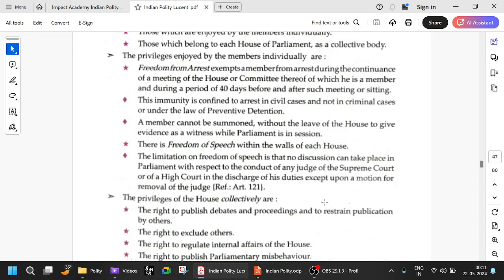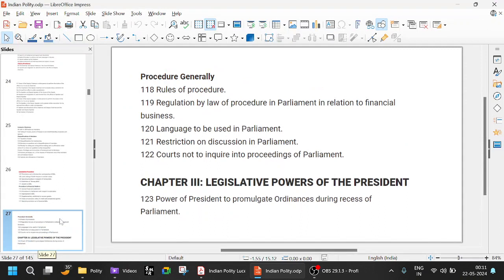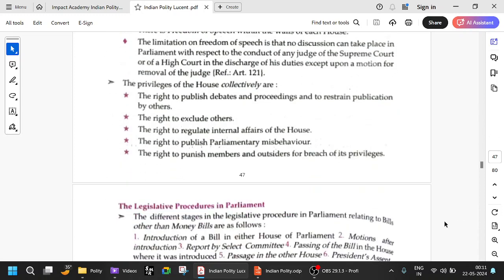Okay, Article 121 also is very important, right? We have seen it multiple times. Article 121 is restriction on discussion in Parliament. So the privileges of the House collectively. So this we were talking about individual.